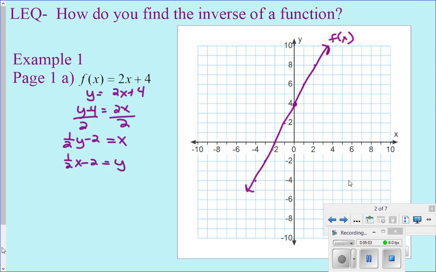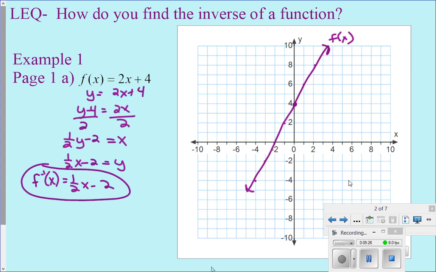So that's the equation for the inverse. Now, we don't write it that way though. When it's in function notation, you're going to write the inverse in function notation as well. So I'm going to write that as f inverse of x. Whatever the original was, I just put to the -1: f inverse of x equals 1/2 x minus 2. That's the equation for the inverse.